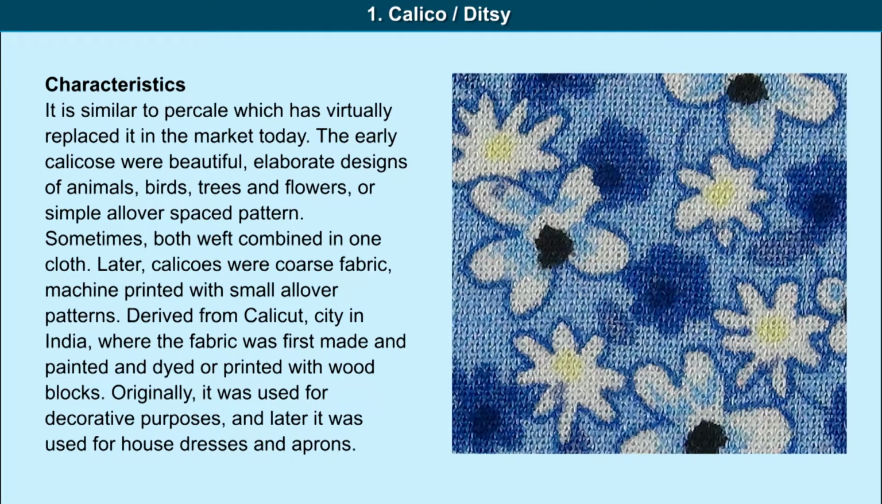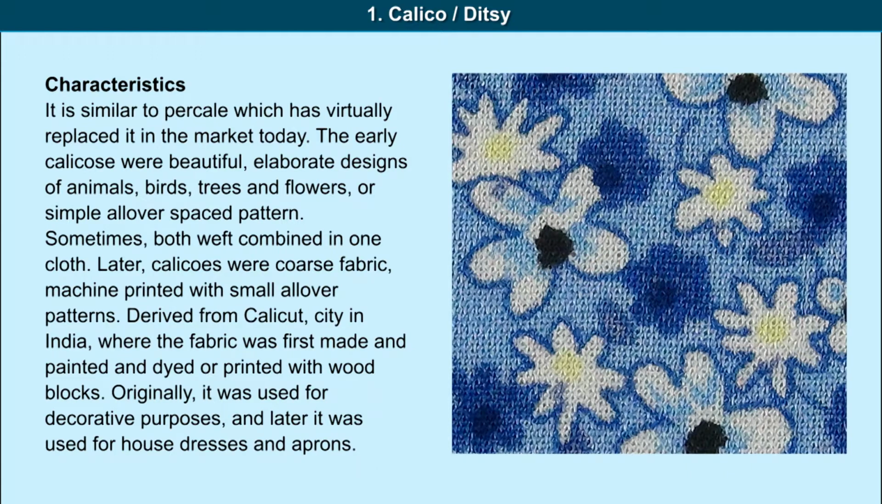Similar to percale, which has virtually replaced it in the market today, the early calicos were beautiful elaborate designs of animals, birds, trees and flowers, or simple all over space pattern, sometimes both combined in one cloth. Later, calicos were coarse fabric, machine printed with small all over patterns, derived from Calicut, city in India where the fabric was first made and printed and dyed or painted with wood blocks.